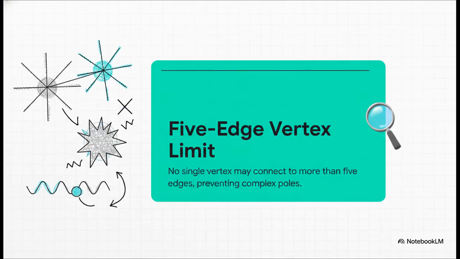But here's the hidden math behind this mesh validation that really separates the amateurs from the professionals. The Wildcat standard enforces a strict 5-edge vertex limit. If a vertex connects to 6 or more edges, it creates a complex pole. And in high-end real-time pipelines, these poles generate extreme surface tension, pinching artifacts, and highly visible shading errors under dynamic lighting. You have to manually redirect your edge loops to prevent this from happening.